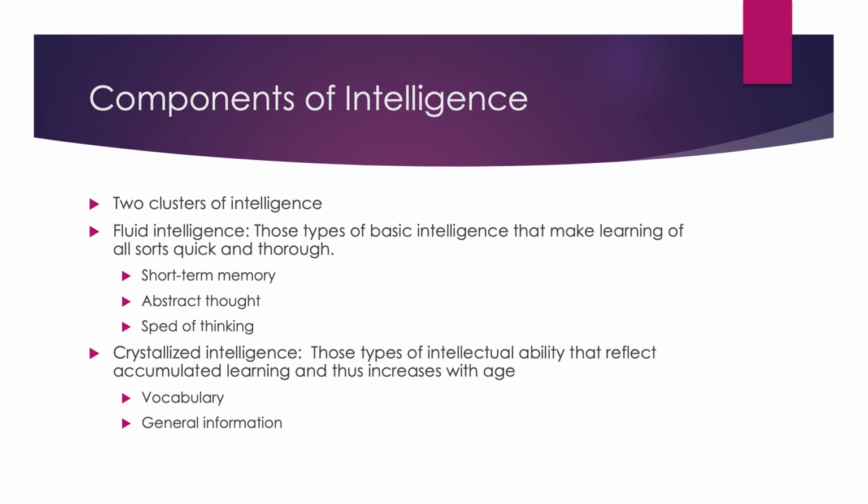The second type was crystallized intelligence, and those are types of intellectual ability that reflect accumulated learning, and thus they increase as you get older. They're things like your vocabulary and your general information. All those facts that you pick up over time, the words that you pick up, the more books you read, the more words you learn.